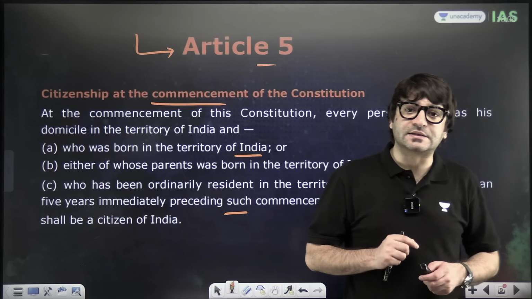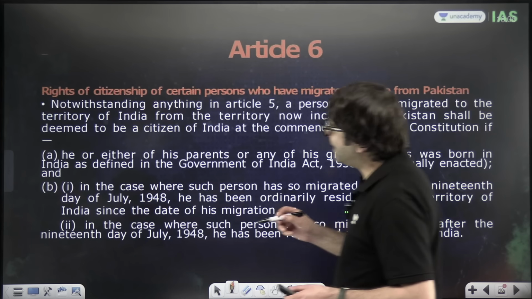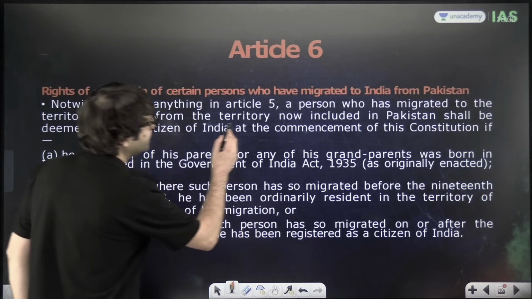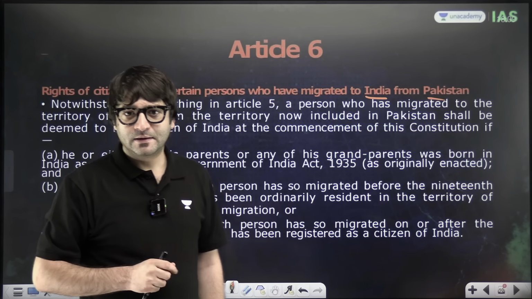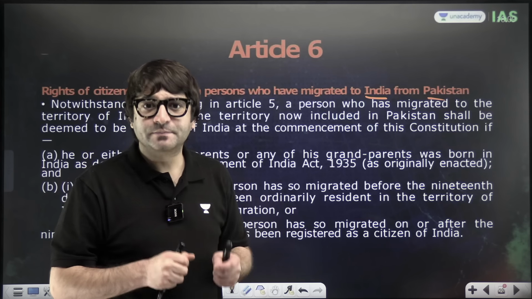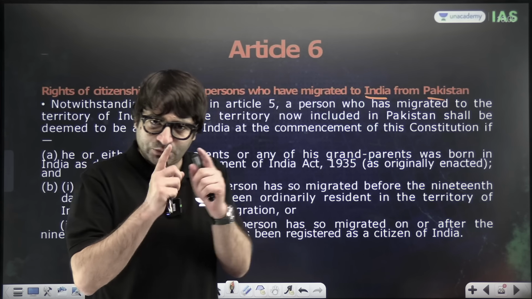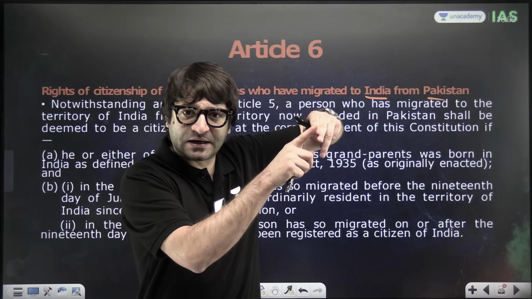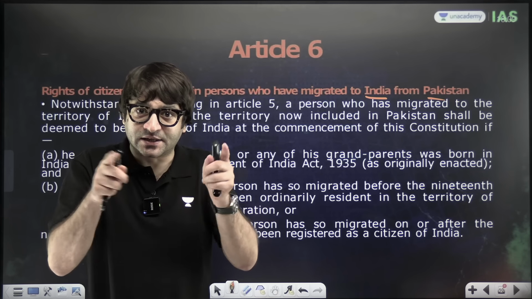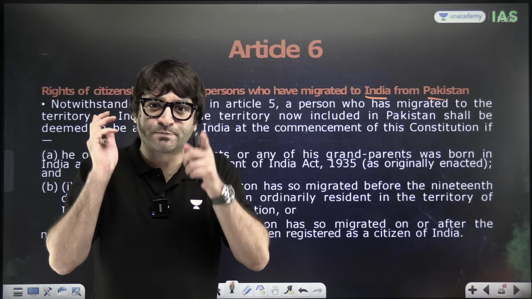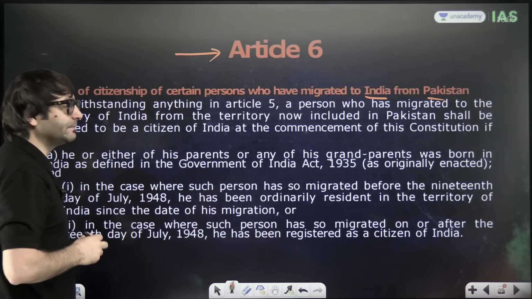Then what does Article 6 talk about? Article 6 says, what about the rights of citizenship of certain persons who have migrated to India from Pakistan? Because now the country would be split, would be partitioned into India and Pakistan. What will happen to those who are in Pakistan and now they are migrating to India? Will they get Indian citizenship or not at the time of the commencement of the Constitution? For that, there is a provision called Article 6.